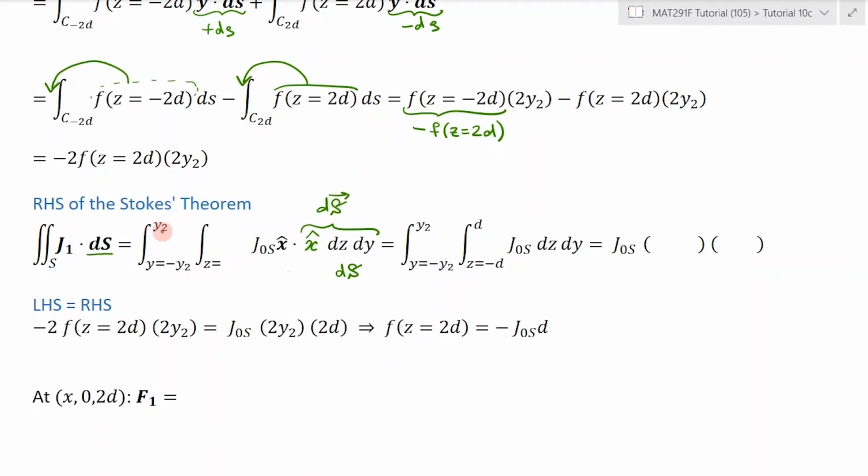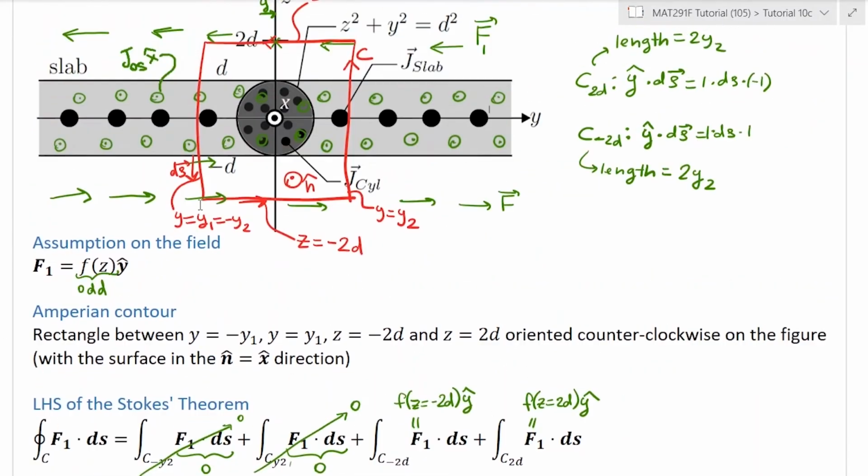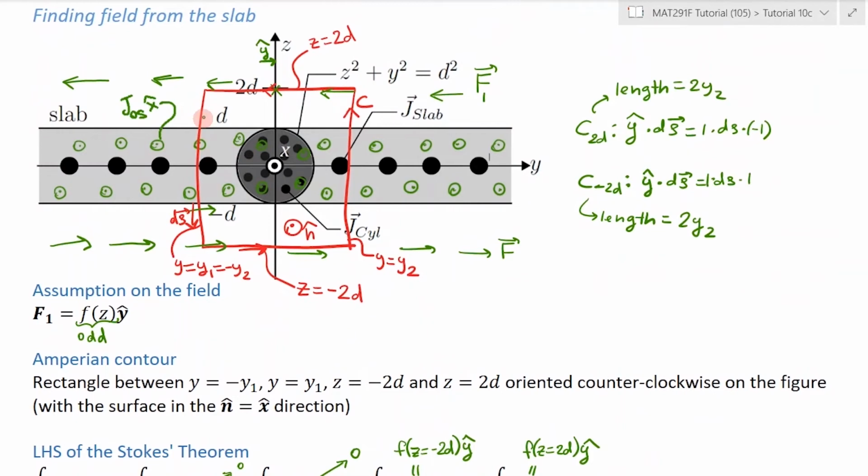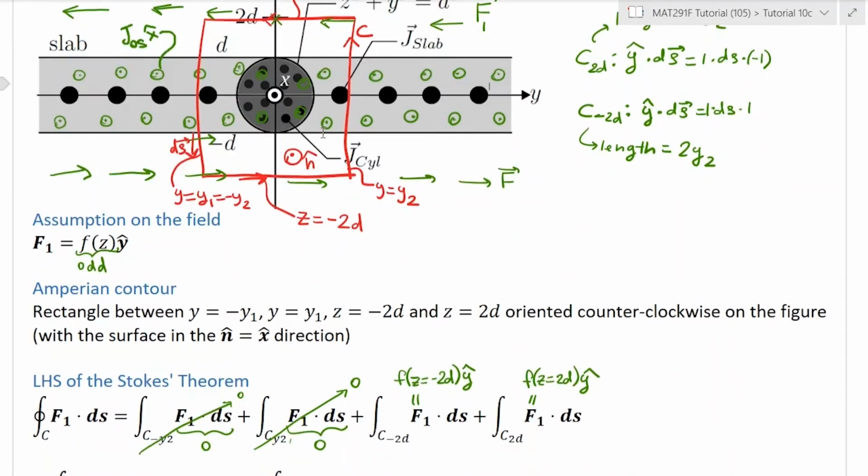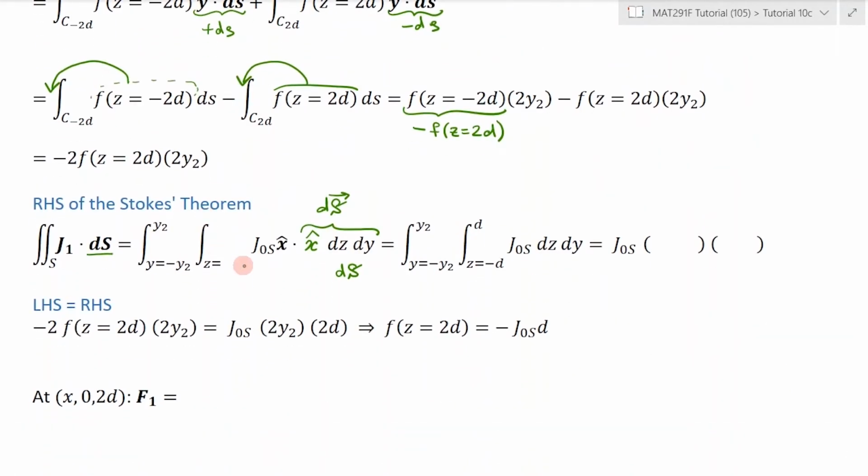Now the integration bounds would be from negative y2 to y2, which is just the bounds of this contour in terms of y. But for the z bounds, we need to be really careful. You see how here I wrote this, which is the expression inside the slab.